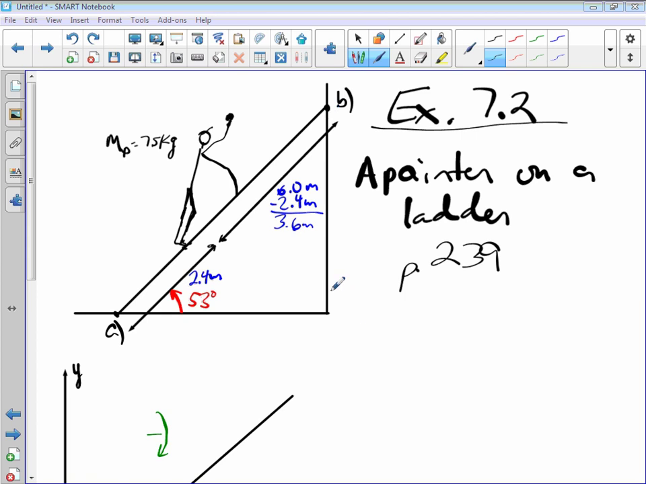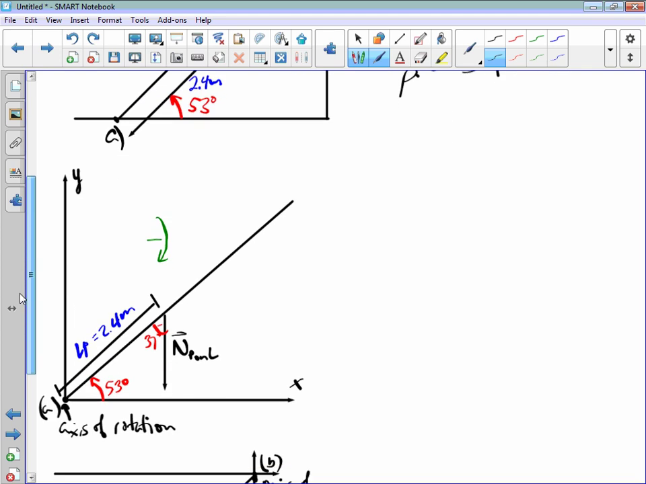So we've got a beautiful sketch of the situation, 53 degrees, 2.4 up to here. We know it's a 6 meter long ladder, so this portion of it would have to be 6 minus 2.4, which ends up being 3.6. So we sort of look at this as two problems. One problem, treating this as our axis of rotation. One problem, treating that as our axis of rotation. So the first of the two would be, I'll do A first.